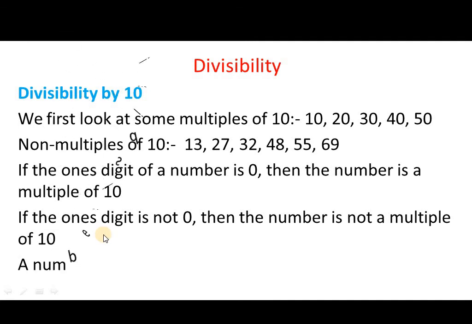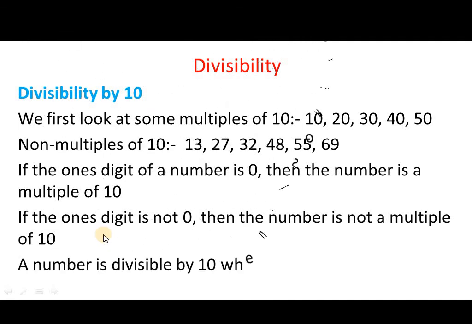So we can conclude that a number is divisible by 10 only when its ones digit is 0. If the ones digit is 0, then only the number is divisible by 10. So if 0 is there in the unit place, or ones place, then only the number is divisible by 10, otherwise the number is not divisible by 10.